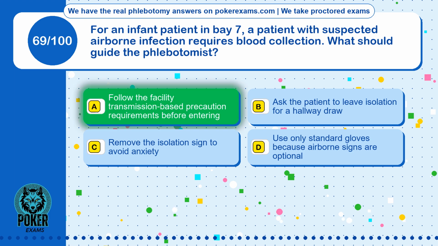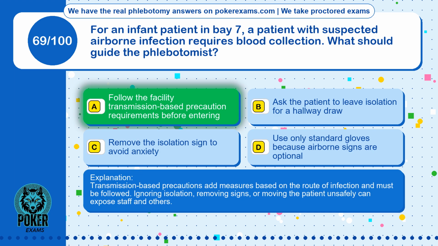The correct answer is option A. Follow the facility transmission-based precaution requirements before entering. Transmission-based precautions add measures based on the route of infection and must be followed. Ignoring isolation, removing signs, or moving the patient unsafely can expose staff and others.